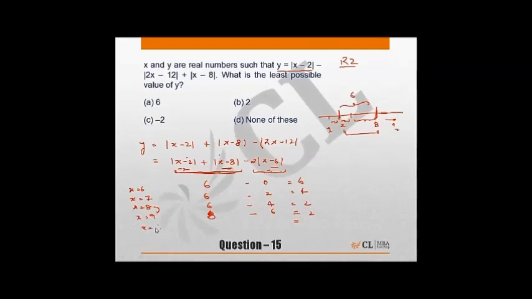X equal to 5. Again, this will be 6 only for x equal to 5. But this will be 5 minus 6 is minus 1, or 1 into 2, 2. Which will be 4. X equal to 4. Six and 4 equal to 2.